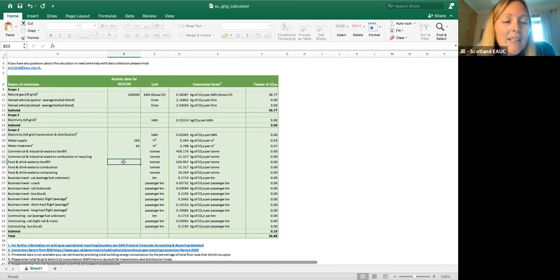Oh, and the waste factors are split out. So you've got your commercial, industrial, office type waste, but then also food and drink waste, which obviously when that's going to landfill, there are much higher emissions associated with that because there's more organic matter there. And I know obviously within the unions you potentially do have quite a lot of food waste.